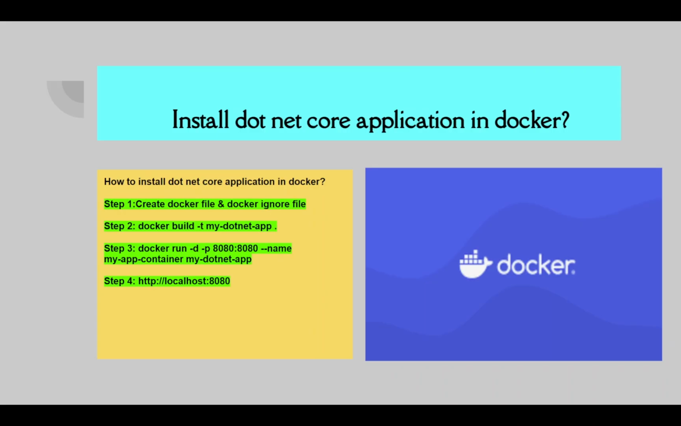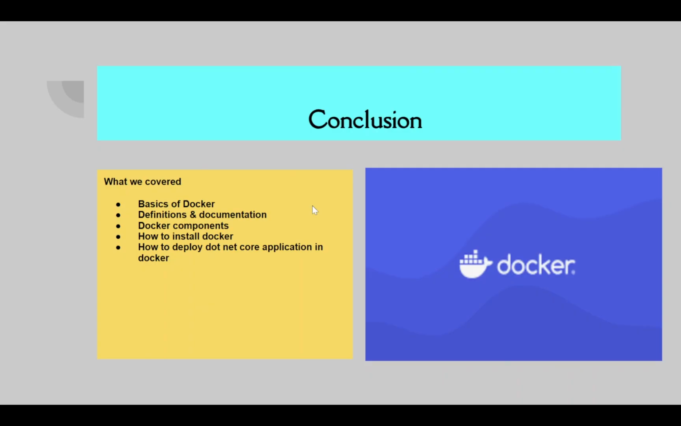So far, what we covered: the basics of Docker, the definitions and details of Docker, then Docker components like images, explored images locally, and we discussed how to install Docker locally. Then how to deploy your first .NET application into Docker, for example. Thank you so much for watching my video.